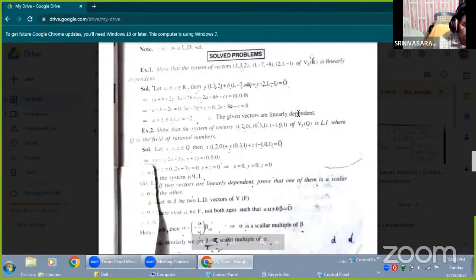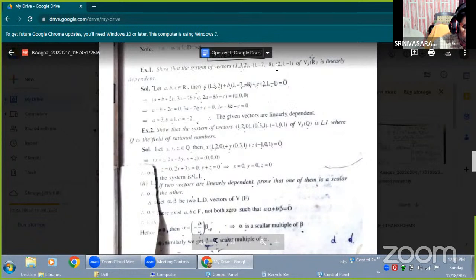To find the determinant of the matrix, arrange these three vectors in the matrix. When the determinant of the matrix is 0, then the set of vectors is linearly dependent.